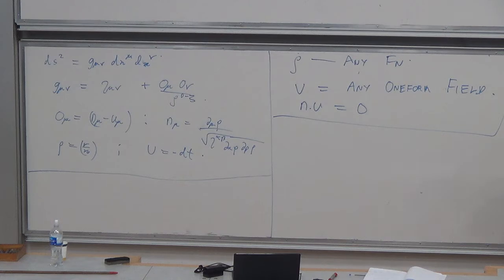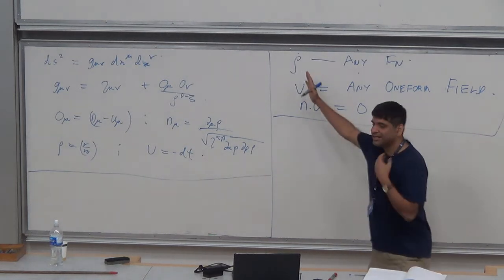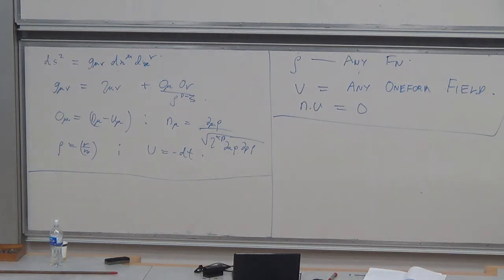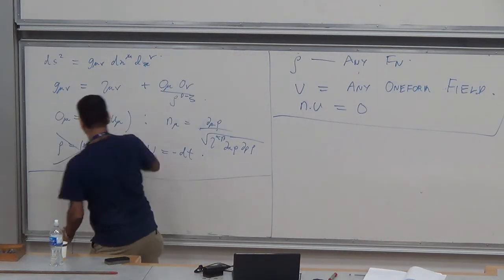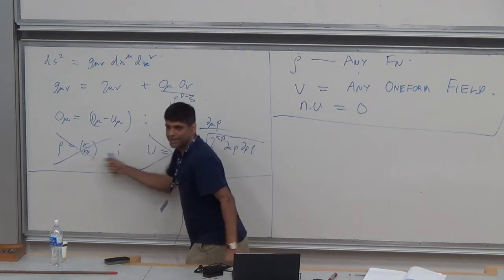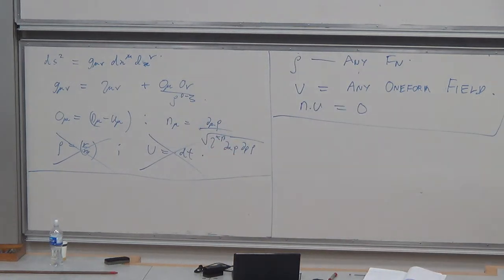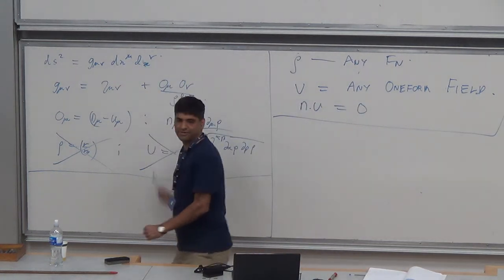We decided to look at this class of metrics, and we found something interesting about this class in the large d limit. But before we review that, now that we're a little less pressed for time than we were at the end of the last lecture, let's look at this metric a little more calmly. Suppose I've got this metric, and now in your mind you're going to get rid of the identification. Rho and u are just any function and any one-form. And I want to look at certain properties of this metric.